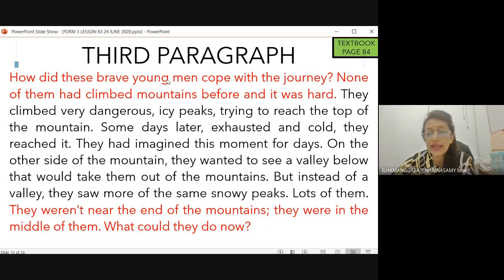Maybe you can use the lines. Line 1, 2, 3, 4, 5, 6, 7, 8, 9, 10. There are 10 lines. Which lines give you the answer for question number 2?